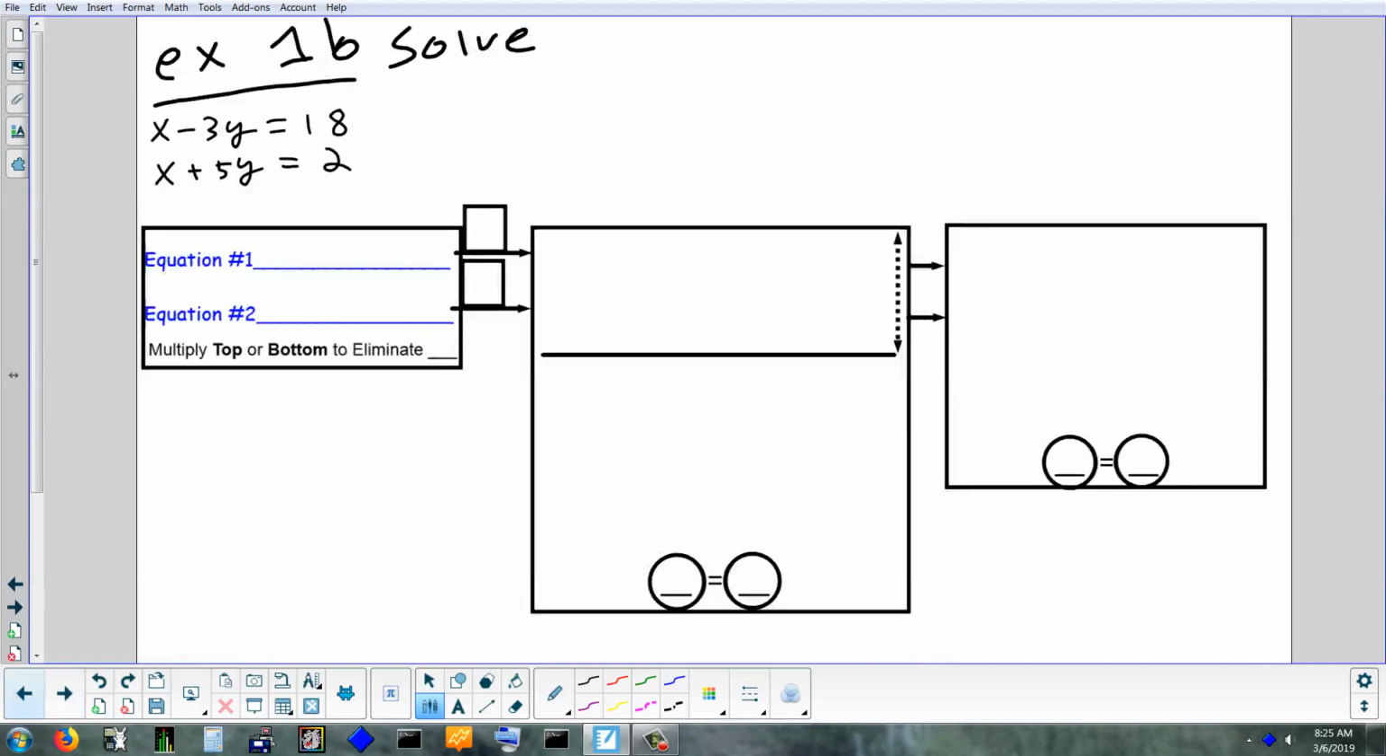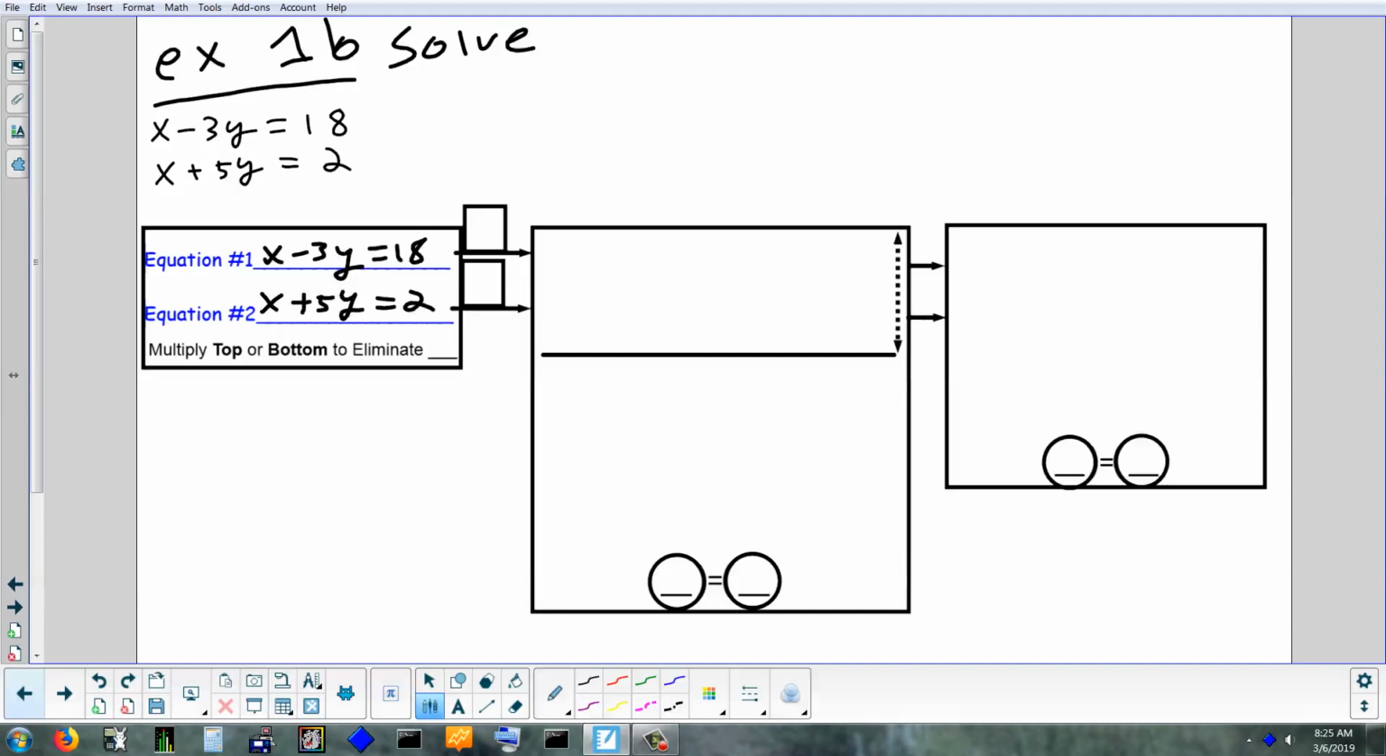First thing I usually look for are the equations lined up. You always want to check for that first. Yes, they are. X's, Y's, numbers. Don't try to figure out what case it is until you do that first. Get the X's, the Y's, and the numbers lined up. Since they're lined up, where can I put them? Down to the bottom. Yep. X minus 3y equals 18. X plus 5y equals 2.